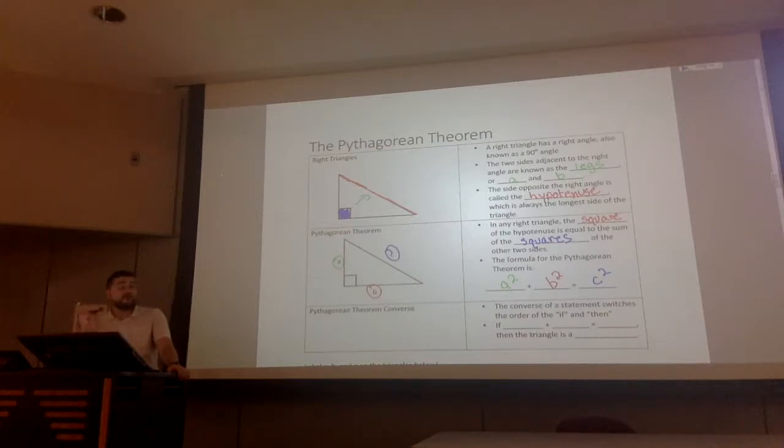And to prove if triangles are right triangles, we take the Pythagorean Theorem converse. And so the converse switches the order of the if-then statement. And so we know if A squared plus B squared equals C squared, then the triangle is a right triangle.